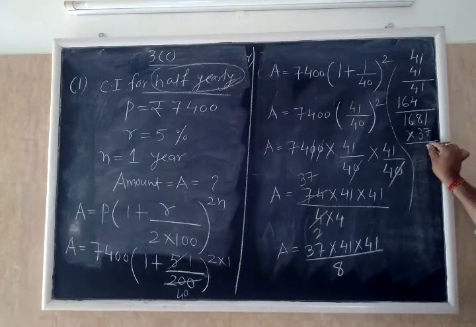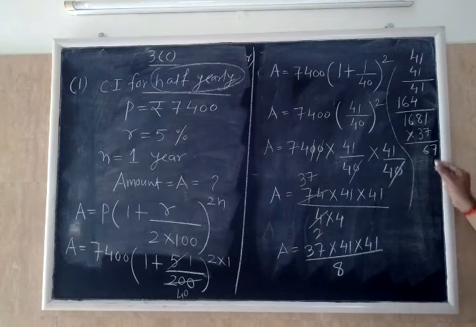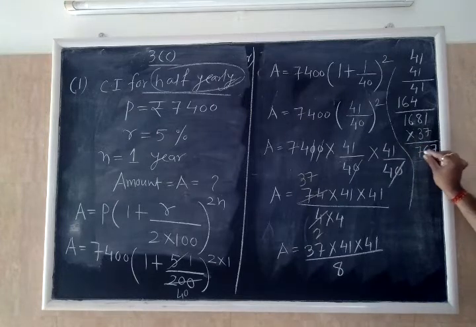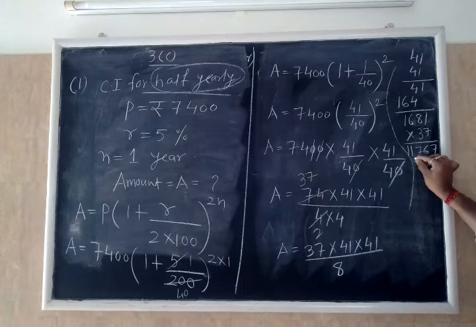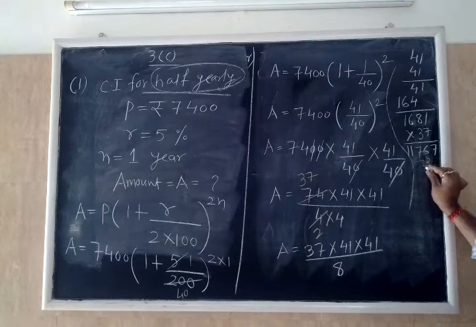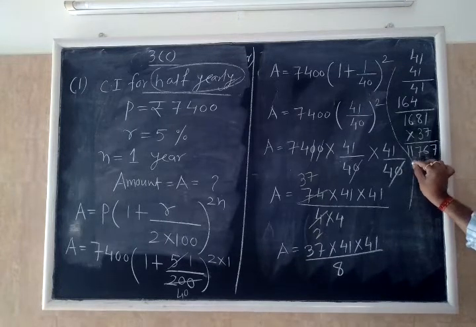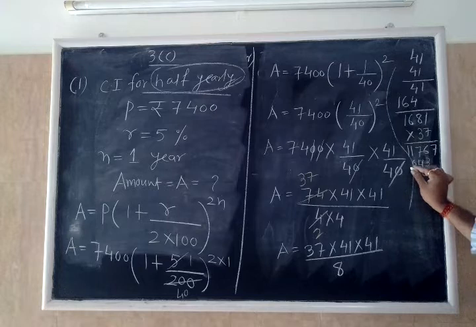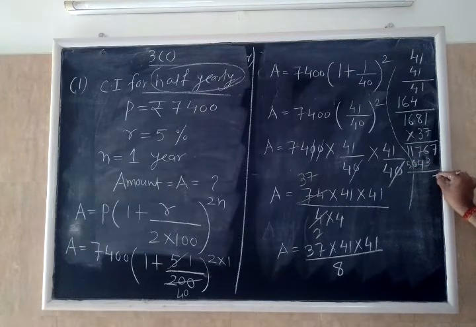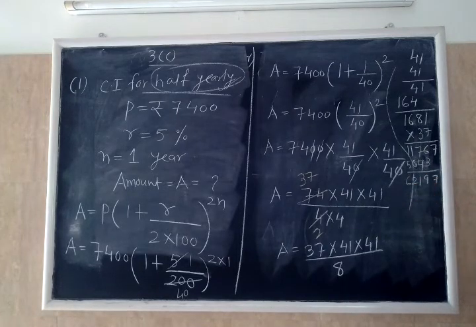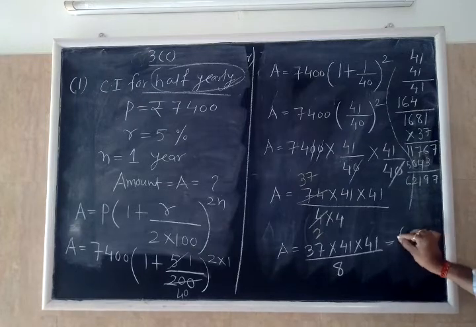7 1s are 7, 7 8s are 56. 7 6s are 42 plus 5, 47. 11. 3 1s are 3, 3 8s are 24. Then 3 6s are 18 plus 2, 20. Okay, 3 plus 2 is 5. So 62197, 62197.